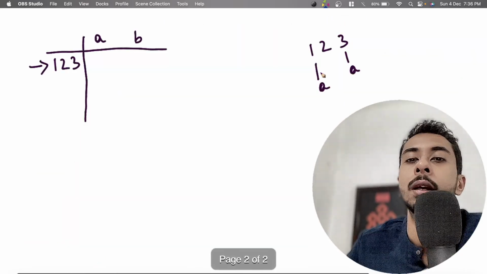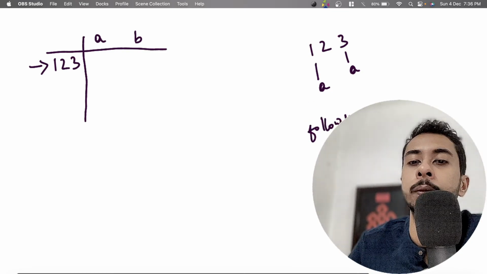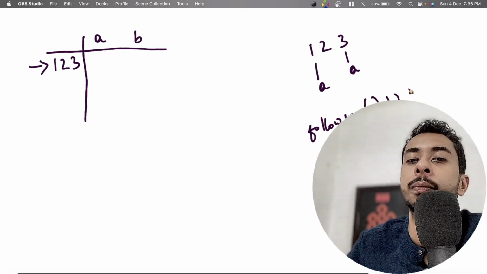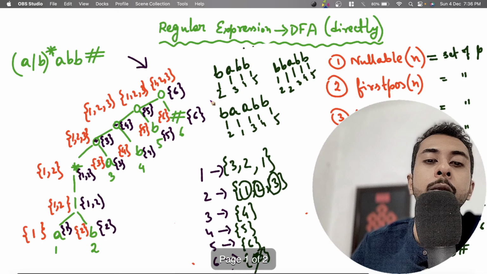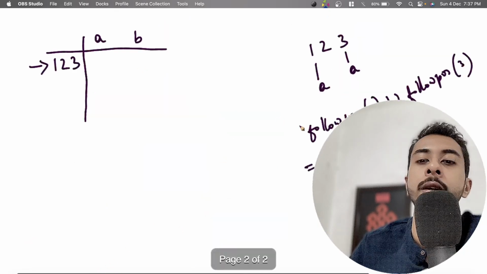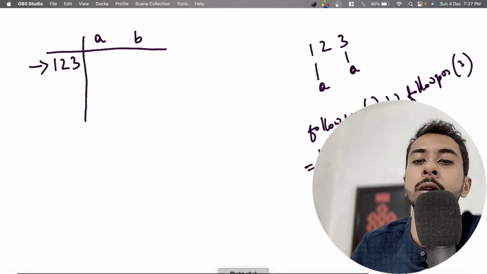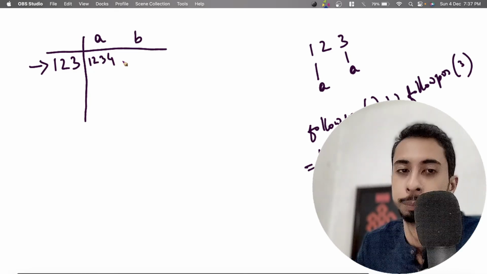That is why we'll take the union of the Followpos of 1 and the Followpos of 3. You can check it from here. Followpos of 1 is 1 2 3. Followpos of 3 is 4. So what is the union? 1 2 3 4. Write it. So on A, it will move to a new state, which is 1 2 3 4.